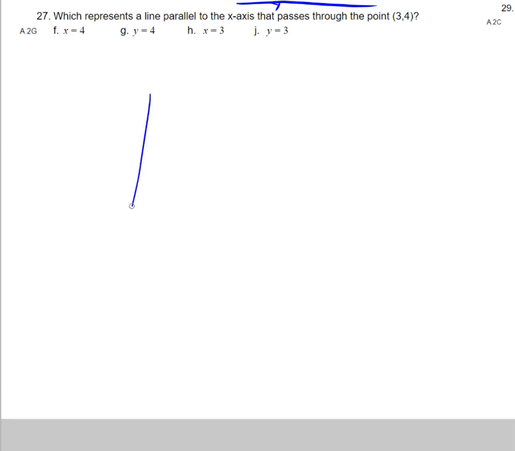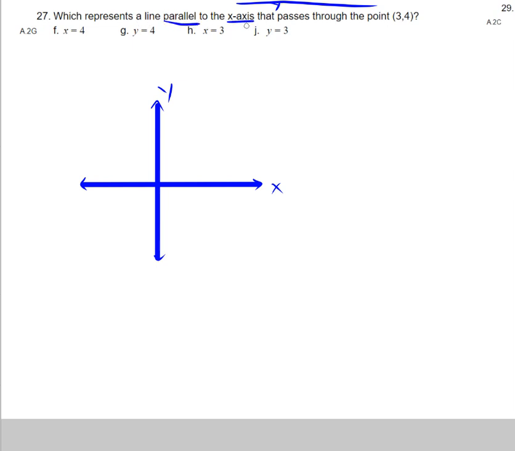So I'm going to draw my, oh, that is a horrible point. I'm going to just go ahead and draw one axis, and then I'm going to draw the other axis, okay? So this is my x-axis. This is my y-axis, all right? We good? Now that I have my x and y axes, I'm going to read the question again. Which represents a line parallel to the x-axis? That means it's never going to touch the x-axis. That's telling me that it's going horizontally. I don't know exactly where, but that's basically what it's going to look like. Something like that, right? So it's going to be parallel to the x-axis.